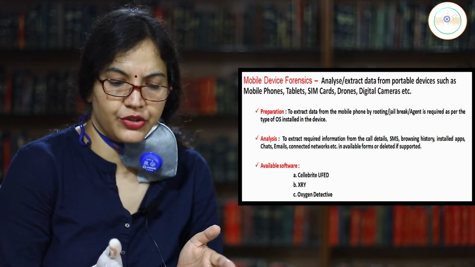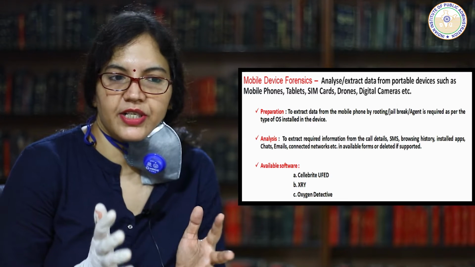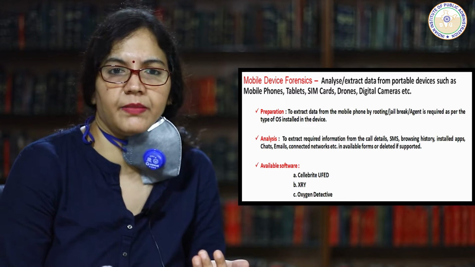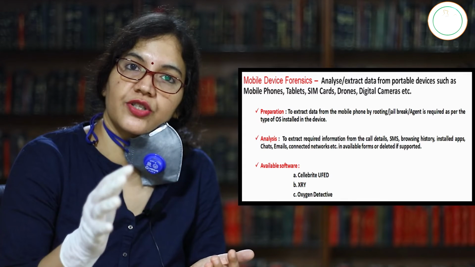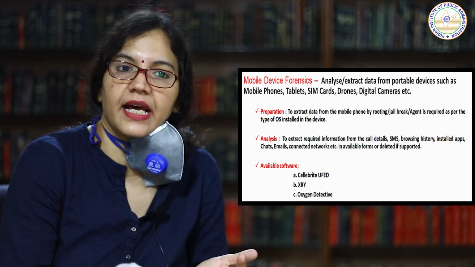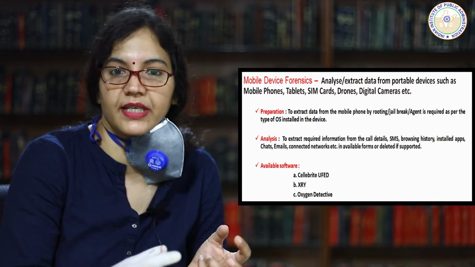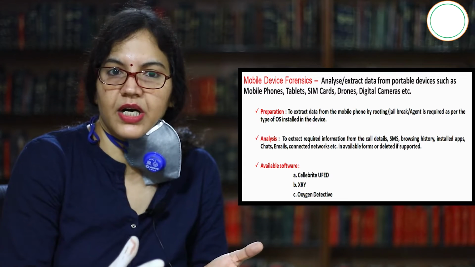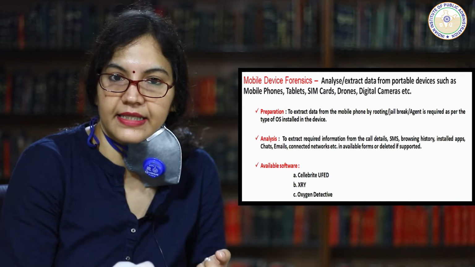We need to do three things basically. The first is the preparation. Preparation is basically extracting data from the mobile phone, which may require rooting or jailbreaking, or an agent, as per the type of operating system installed in your device. The second step is the analysis. You want to extract the required information: maybe your call details, SMS, browsing history, installed apps, chats, emails, connected networks. What exactly you want to extract comes under your analysis.